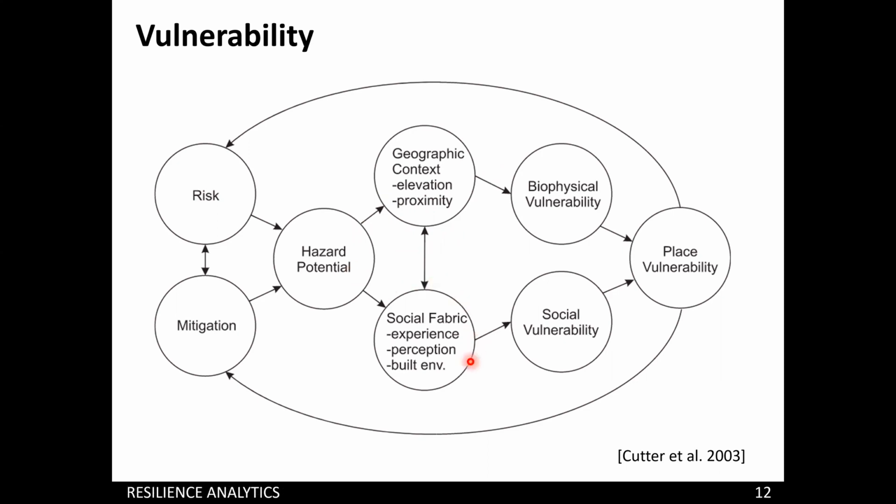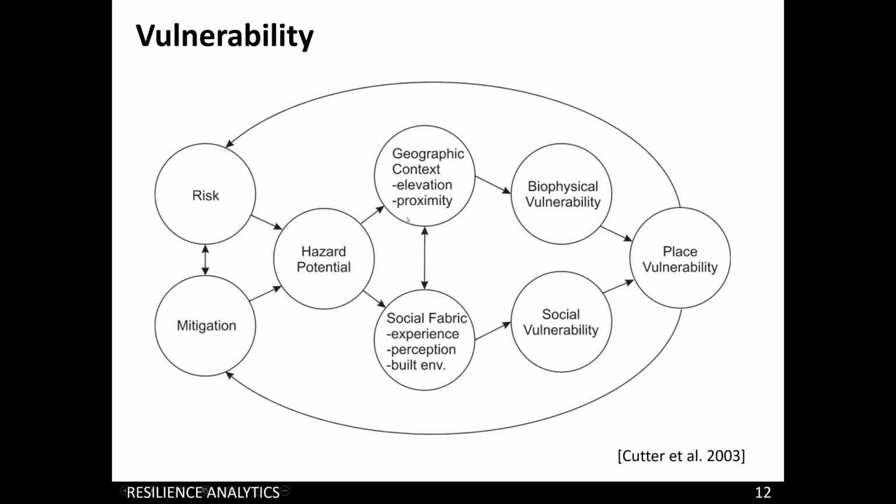And then there's some social context associated with that hazard, right? What is the community that's being affected? What are its characteristics? Experience with previous disasters, the built environment associated with where that community is residing, and so on. So there's potential for a hazard that's a function of risk and mitigation. It affects the area where that hazard might occur, and it affects the people in that location, and those two are related to each other.